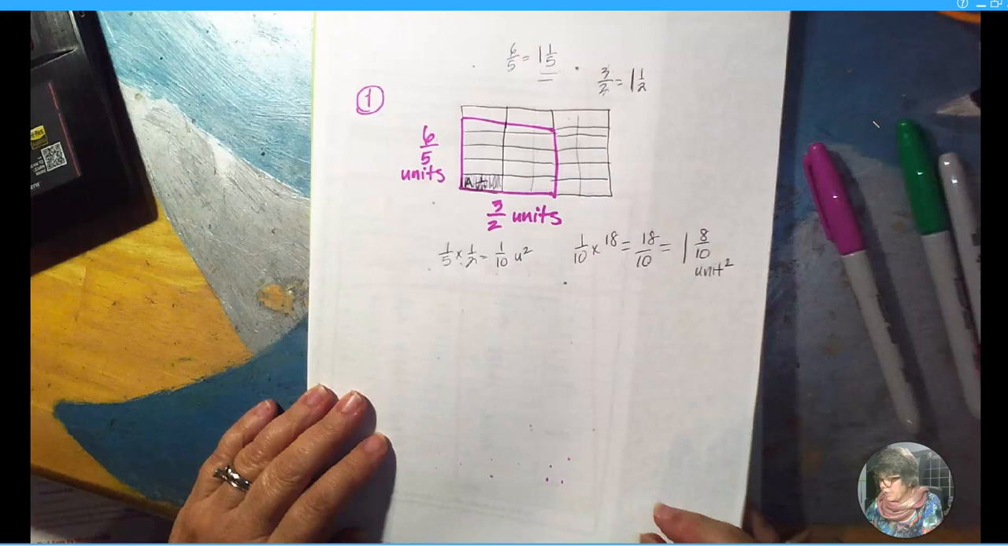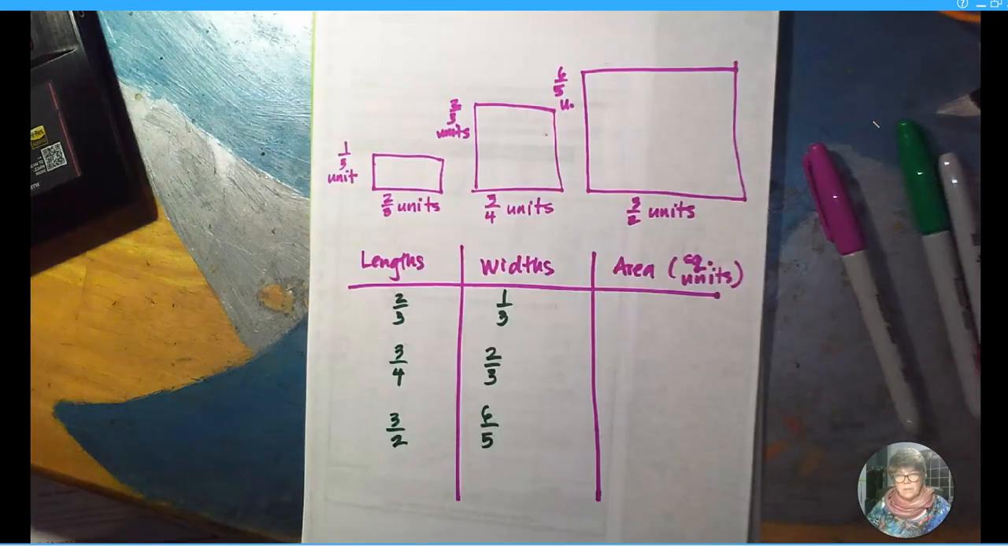Okay, let's just check out some more rectangles and see what we think of these. We can find the area of a rectangle tile with unit fraction side lengths. Remember, a unit fraction has a 1 on the top. We find the area by multiplying the length and the width. I wonder whether this is true for any rectangle with fraction side lengths. What do you think about it?